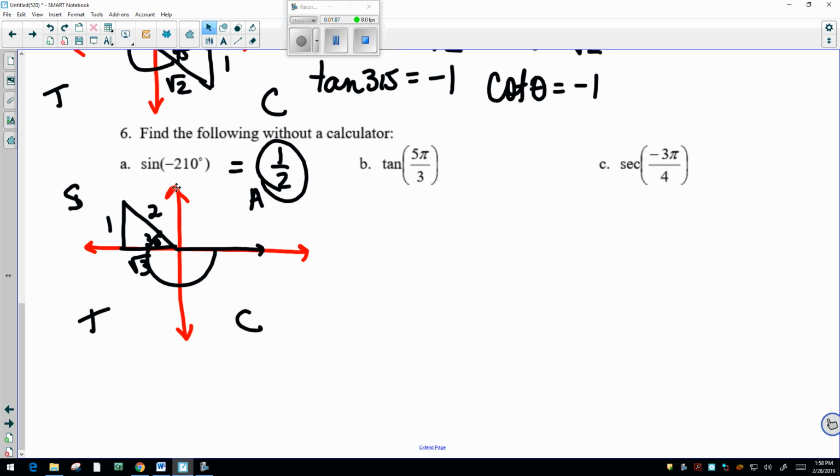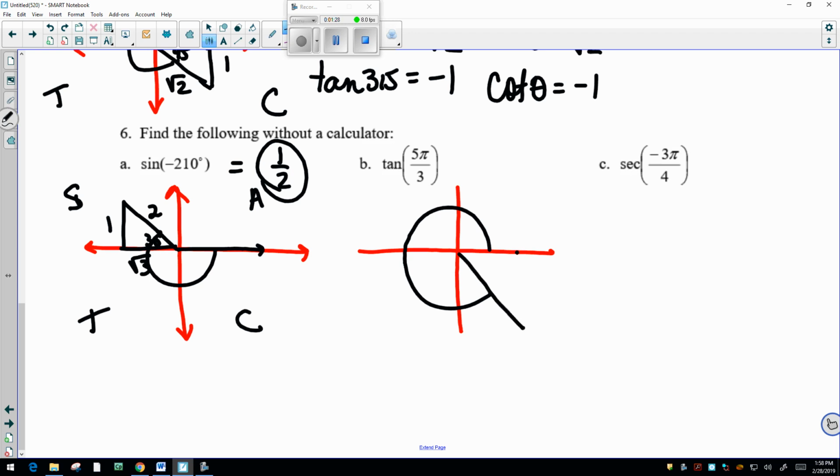Tangent of 5 pi over 3. Okay, so it's a positive angle. 5 pi over 3, well, 6 pi over 3 would be a total of 2 pi. So this is 1 pi over 3 less, meaning it's got to be down here. Pi over 3 I know is going to be 60 degrees. So again, if I'm trying to think, what angle is this making? This is going to leave me with the 60-degree reference angle.